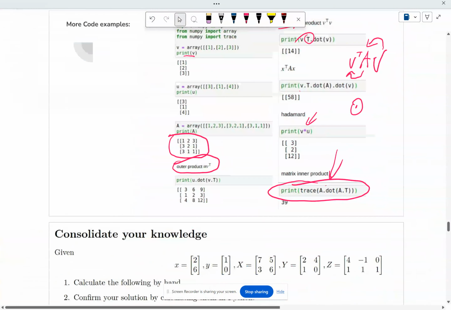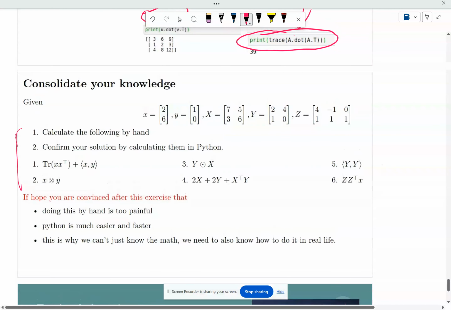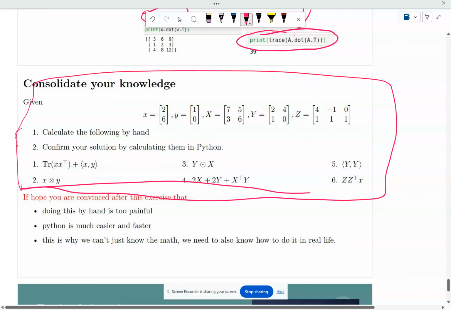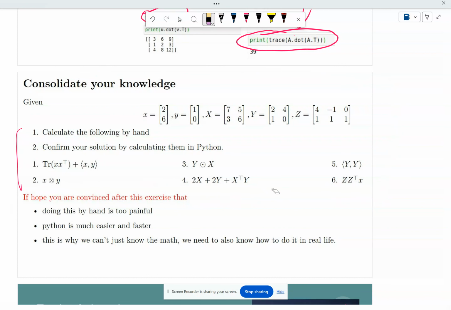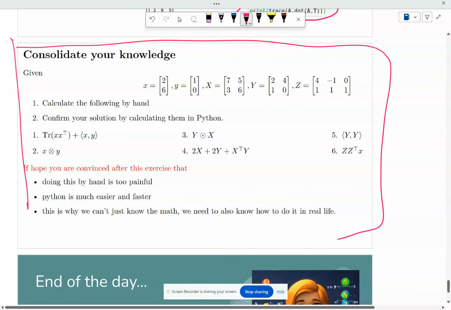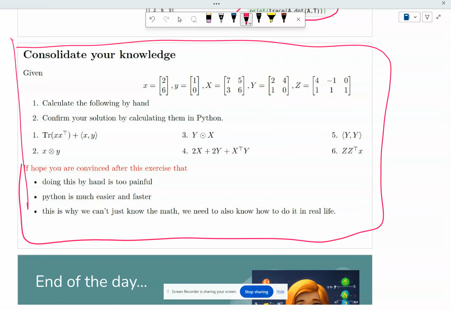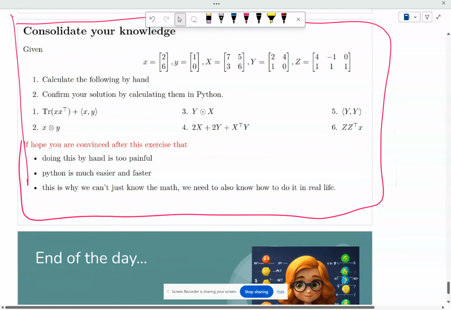Now, try to consolidate your knowledge by solving these by hand. Hopefully, at this point, you've had a little bit of practice, and solving this will be a lot easier. Solving this by hand is not fun, so you can always confirm. There's no solution provided for these ones, so you want to confirm this by typing these into Python. So that's the final exercise of the day, and I will see you in the next lecture.